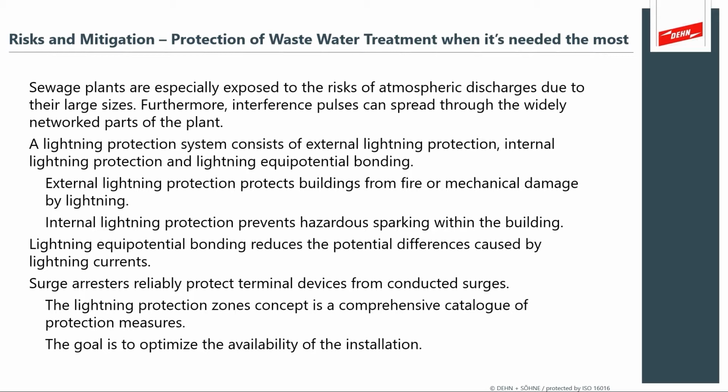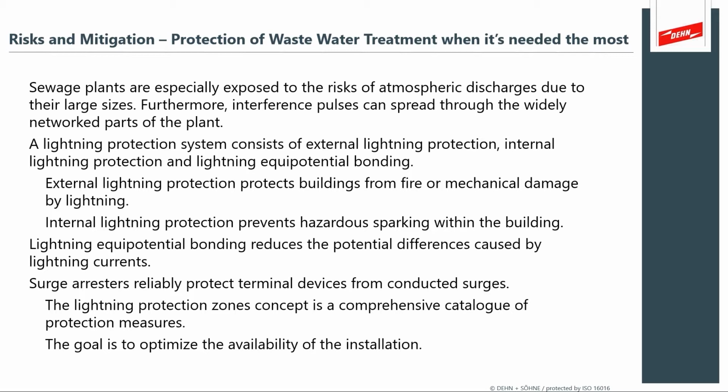Sewage plants are especially vulnerable because of the risks. They're large in size, they're spread out, you have a lot of equipment that's all part and parcel of the entire network of the plant. So a lightning protection system is designed to protect all of that equipment, from the external to the internal lightning protection and lightning equipotential bonding.